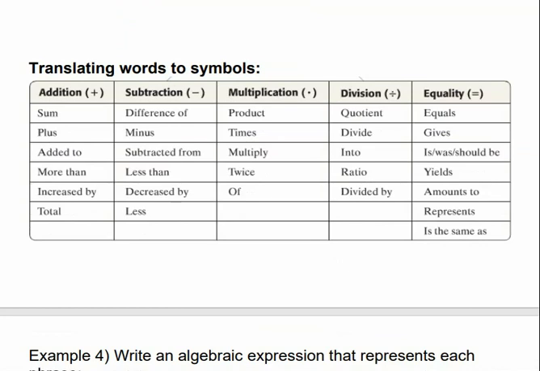For addition, we might hear sum, plus, added to, more than, increased by, or total. For subtraction, that would be difference of, minus, subtracted from, less than, decreased by, or less. Multiplication would use words like product, times, multiply, twice, of. Division is quotient, divide, into, ratio, divided by. And then to say that two things are equal to each other, we would use words like equals, gives, is, was, should be, yields, amounts to, represents, or is the same as.